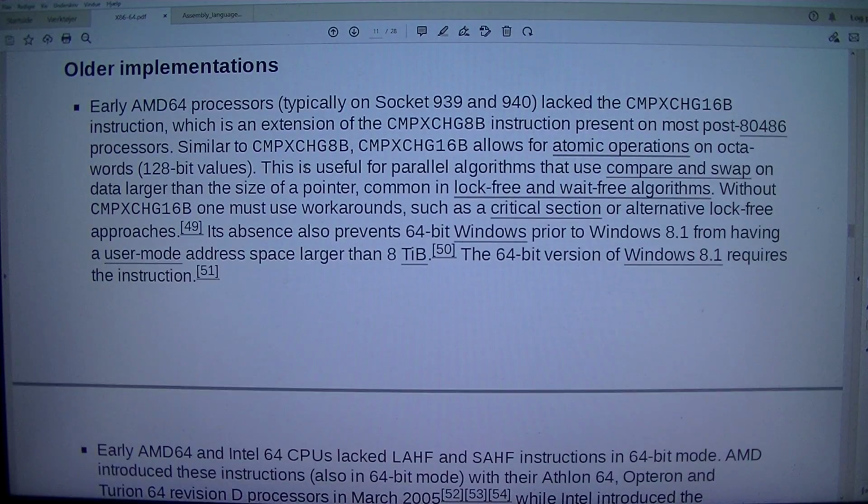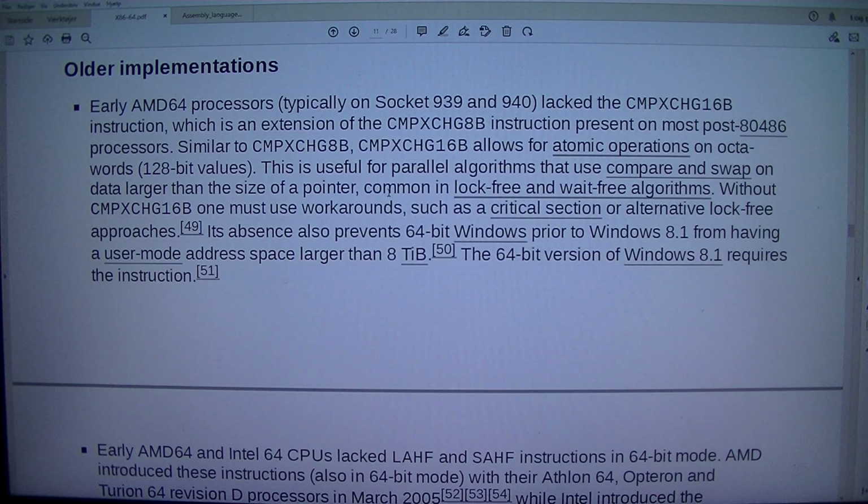Early AMD64 processors, typically on socket 939 and 940, lacked the CMPXCHG16B instruction, which is an extension of the CMPXCHG8B instruction present on most post-80486 processors. Similar to CMPXCHG8B, CMPXCHG16B allows for atomic operations on octawords, 128-bit values.